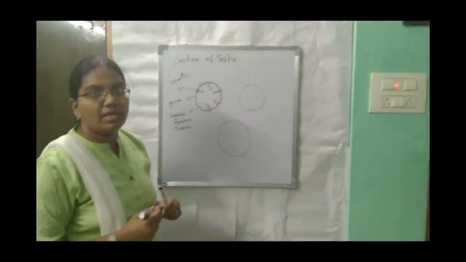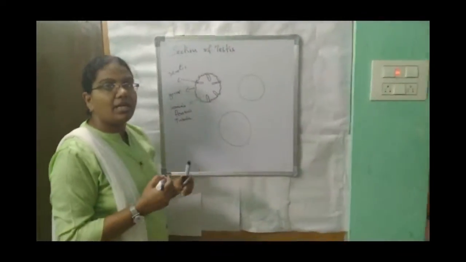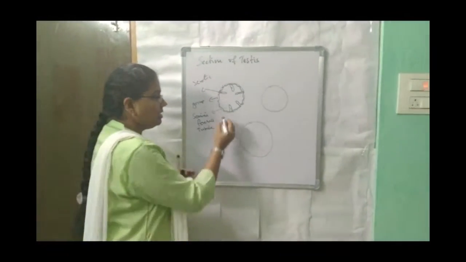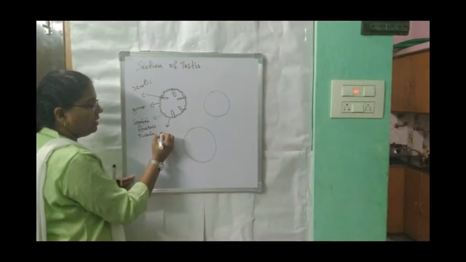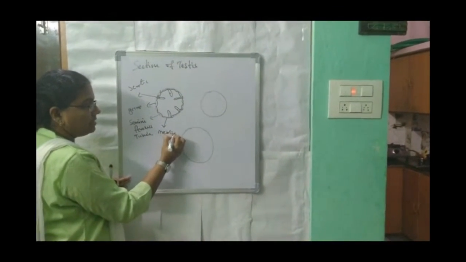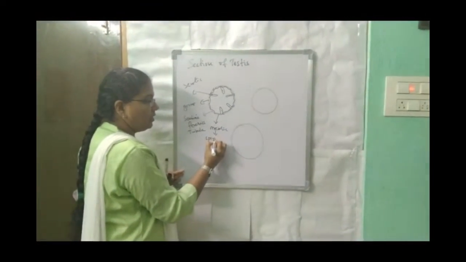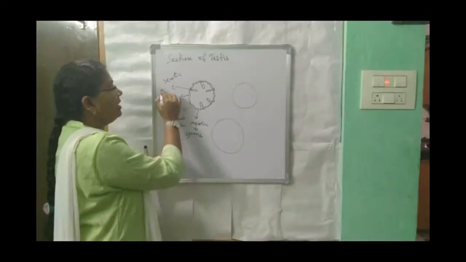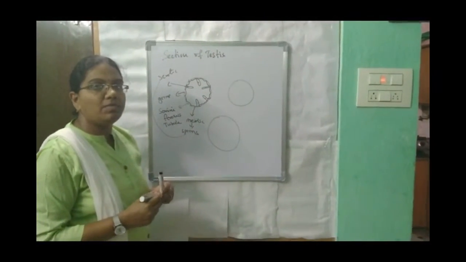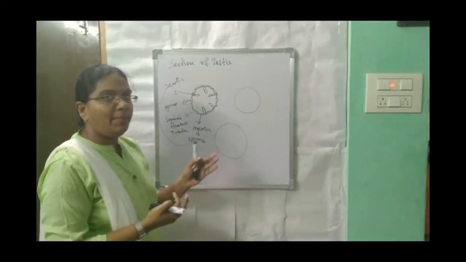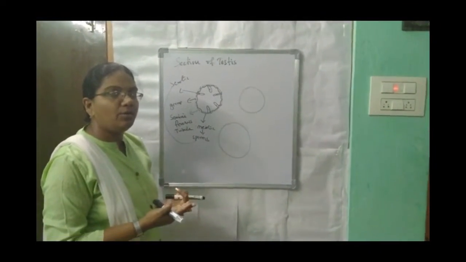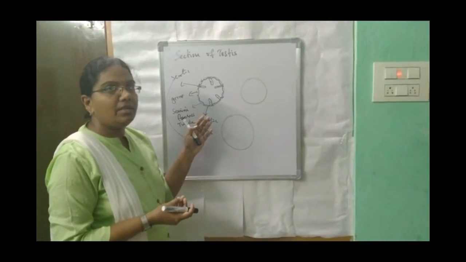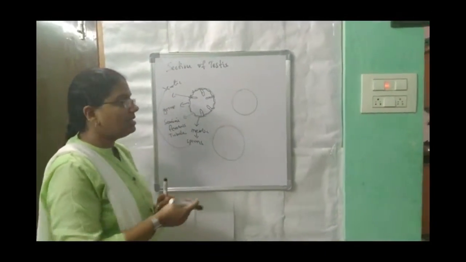What is the use of Sertoli cells? When germ cells undergo meiotic division, they produce a number of sperm cells. After meiotic division, these sperm cells get nourishment from the Sertoli cells. Well-developed sperm cells are stored temporarily in the epididymis. To develop, the sperm cells need nutrition and energy from the Sertoli cells.